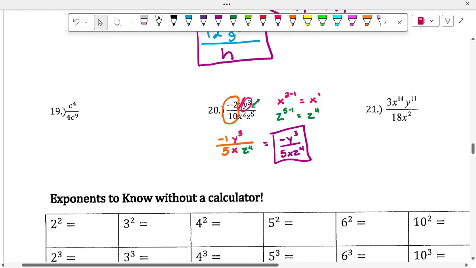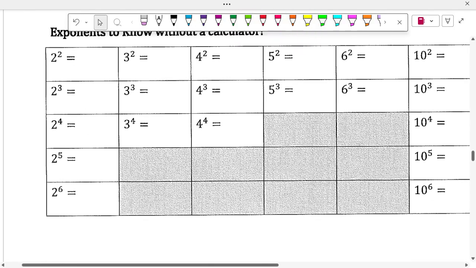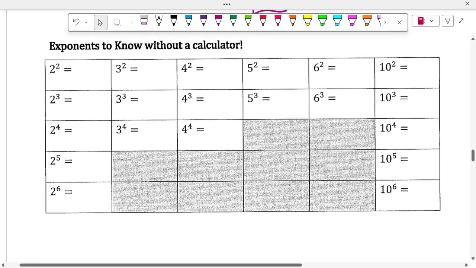All right. So, any questions on quotient rule? Not too bad, right? Yes, no, maybe. Speak now or forever hold your peace. All right. Now, this chart right here is what I expect you to at least know without a calculator, power-wise anyway. So let's try doing some of these together.